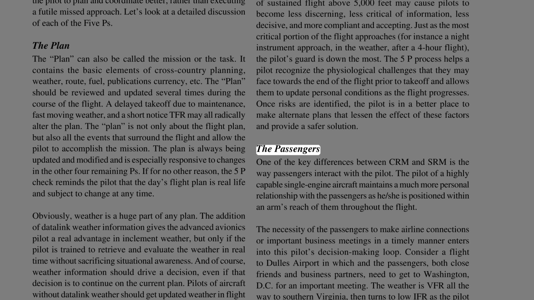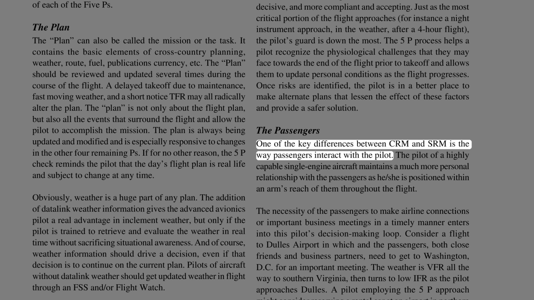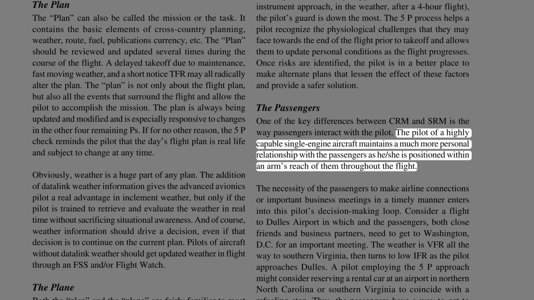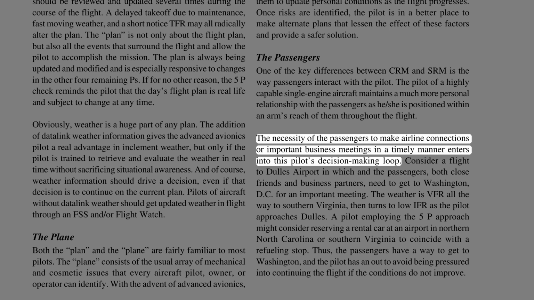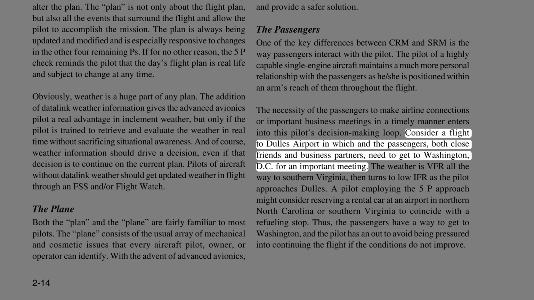The passengers. One of the key differences between CRM and SRM is the way passengers interact with the pilot. The pilot of a highly capable single-engine aircraft maintains a much more personal relationship with the passengers, as she is positioned within an arm's reach of them throughout the flight. The necessity of the passengers to make airline connections or important business meetings in a timely manner enters into this pilot's decision-making loop. Consider a flight to Dulles Airport, in which the passengers, both close friends and business partners, need to get to Washington, D.C.